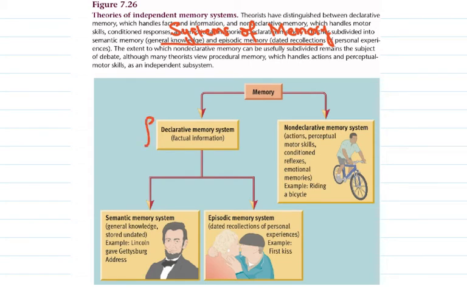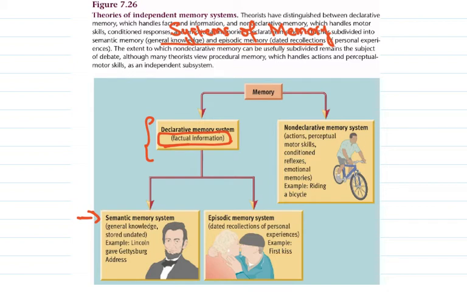declarative memory, which basically holds all of our factual information. So everything that we can declare is called declarative memory. Then you have this further division of declarative memory into two different kinds. The first kind is the semantic memory system.